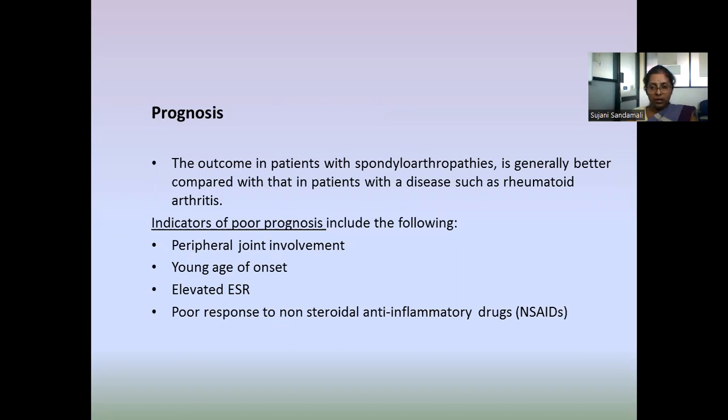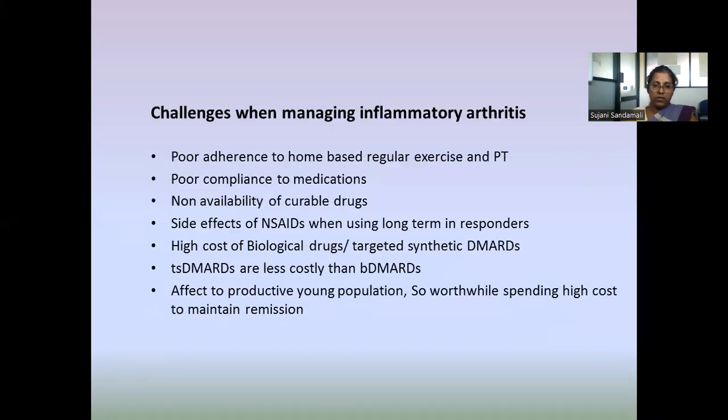So when you talk about the prognosis of the patient, it is generally better when you are considering rheumatoid arthritis. The poor prognostic markers are peripheral joint involvement, high inflammatory markers, poor response to non-steroidal drugs, and young age of onset.